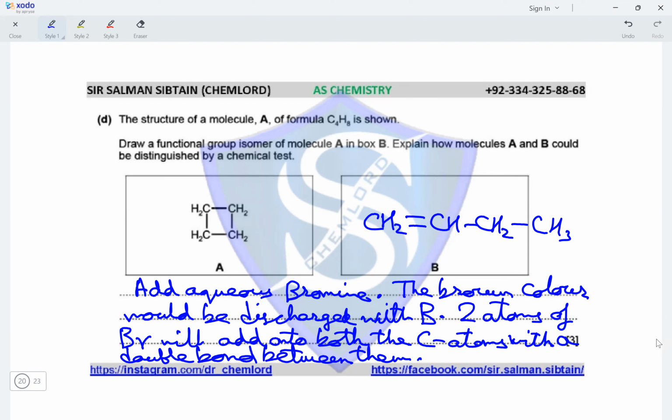The detail that is required is the chemical test and the observation. The chemical test is addition of aqueous bromine, and the observation is decolorization of bromine water. So the red brown color or the orange color or the brown color, whichever color is stated for bromine, is the color that disappears when it is added to compound B, which is the alkene. And nothing would happen when it is added to the cyclobutane molecule, that is compound A.